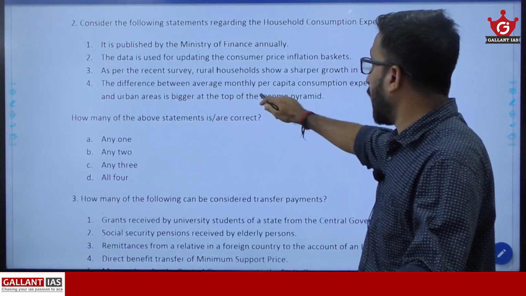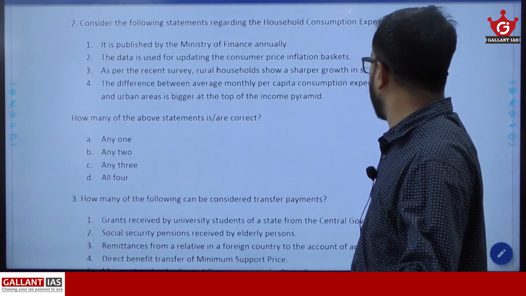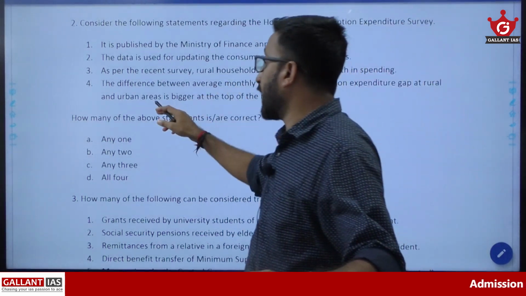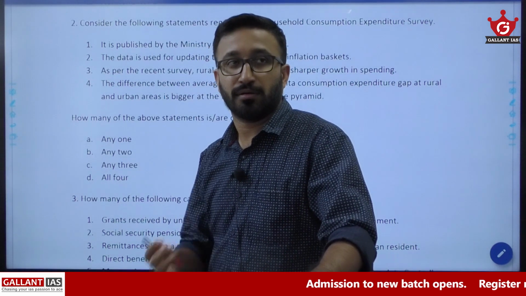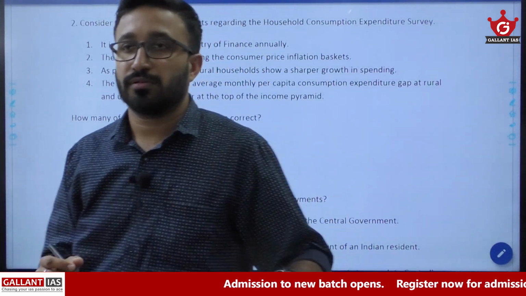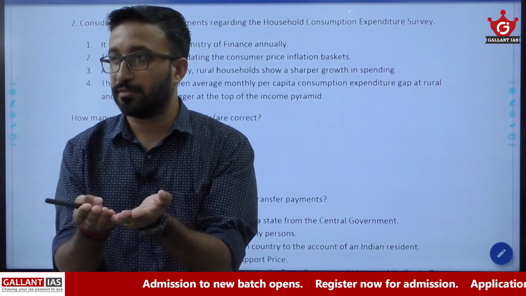The difference in average monthly per capita consumption expenditure between rural and urban areas is bigger at the top of the income pyramid. What is that? We have an income pyramid.